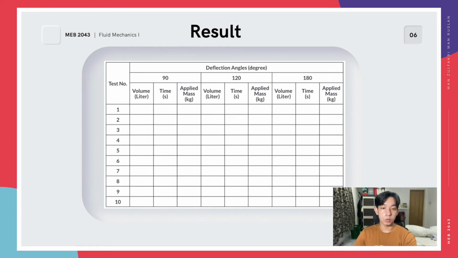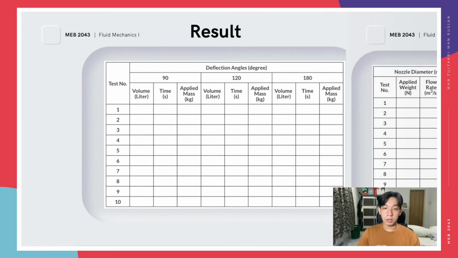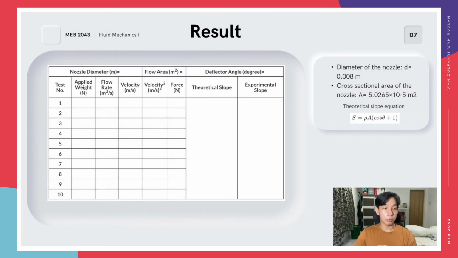We need to note down the volume, time and applied mass for each of the deflection angles, which are 90 degrees, 120 degrees and 180 degrees. After that, we need to calculate the nozzle diameter. The nozzle diameter we use is 0.008 meter, and the flow area is 5.0265 times 10 to the power of negative 5 meter squared.